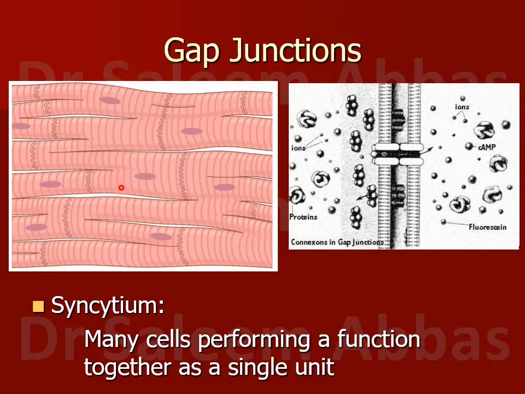And syncytium means that all the cardiac muscle fibers are interconnected through gap junctions, so that when one single muscle fiber is excited, that excitation, that action potential or that depolarization, will travel to the whole heart, reaching each and every myocardial cell. So all the myocardial cells will be excited at once and they will contract at once, as if they are a single unit.